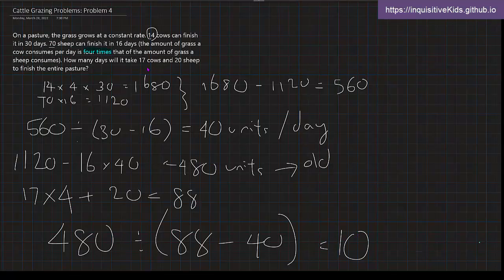So how many days will it take 17 cows and 20 sheep to finish the entire pasture? 10 days will do.